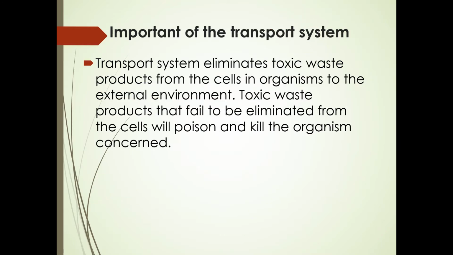So the transport system eliminates toxic waste products from the cells in the organism to the external environment. The toxic waste products that fail to be eliminated from the cell will poison and kill the organism concerned. This also involves our digestive system. At the large intestine, the water will be absorbed using the blood capillary and goes to your kidney. Then after that it will be released as urine.